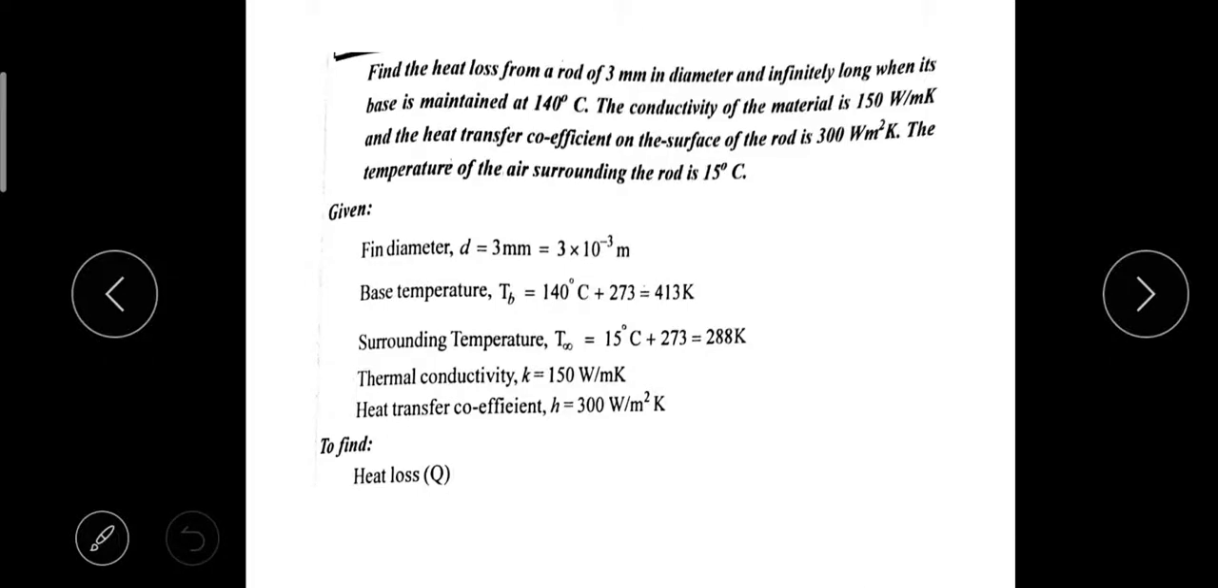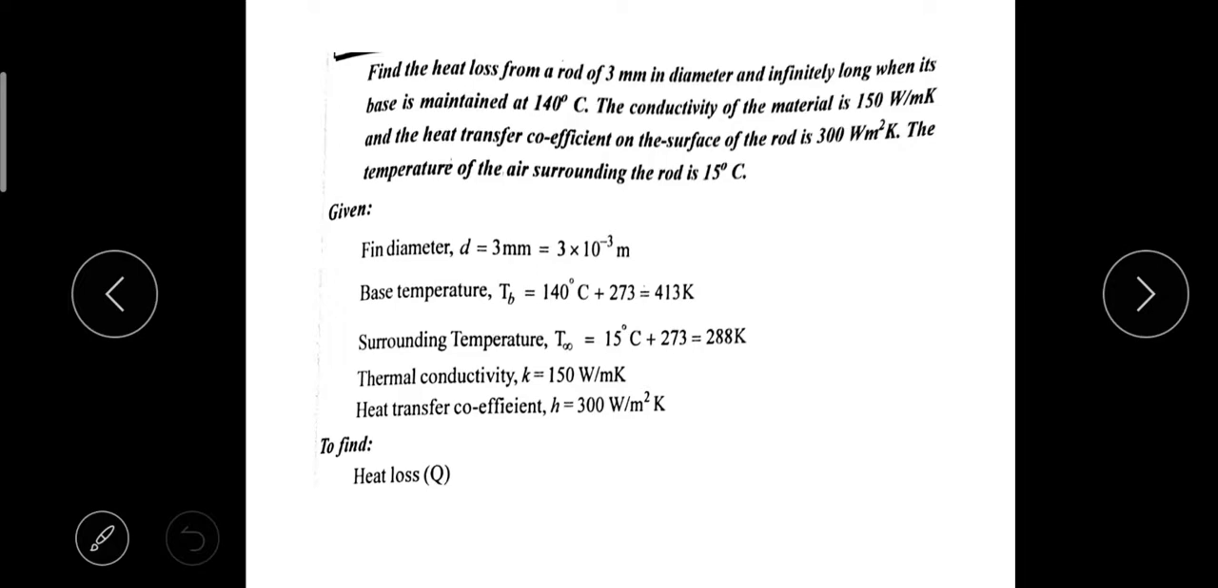Find the heat loss from a rod of 3 mm in diameter and infinitely long when its base is maintained at 140 degrees Celsius. The conductivity of the material is 130 watt per meter Kelvin and the heat transfer coefficient at the surface of the rod is 300 watt per meter square Kelvin. The temperature of air surrounding the rod is 15 degrees Celsius.